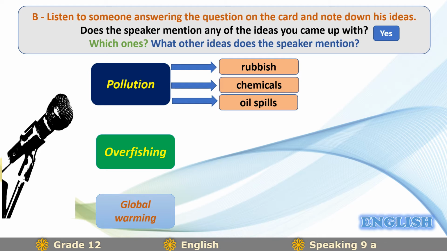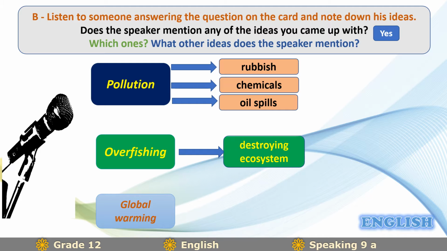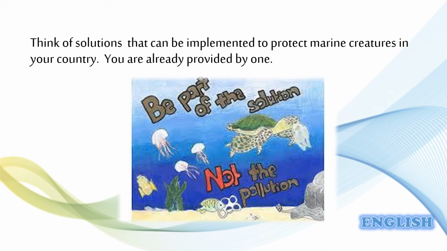What about overfishing? He says that it is destroying ecosystems. Excellent. And the last threat, which is global warming, what did he say about it? He says that fish are obliged to migrate. Very, very good. So to save the environment, we have to think of some solutions. That's why I'd like you in this exercise to think of solutions that can be implemented to protect marine creatures in your country. You are already provided with one, so please have a look at the picture and try to get the message.